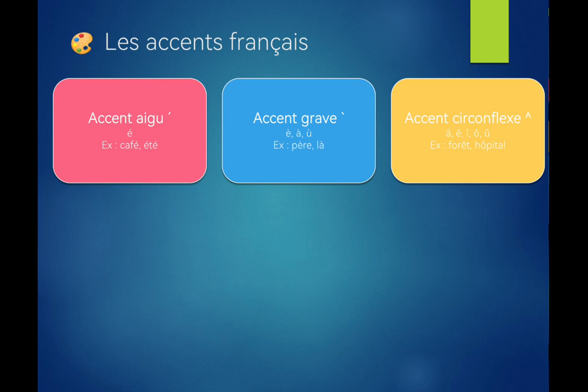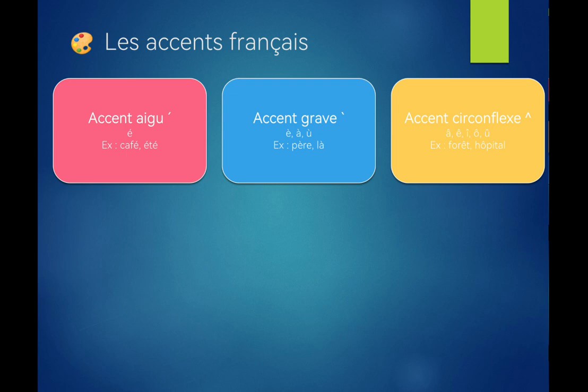Second one is accent grave. Accent grave you can find on the 3 letters here, E, A, U, like in the word père, father, and là. Là means there. Okay, the third one is accent circumflex, and it's written above 5 of the vowel letters A, E, I, O, U, like the word forêt, forest, and hôpital, hospital.